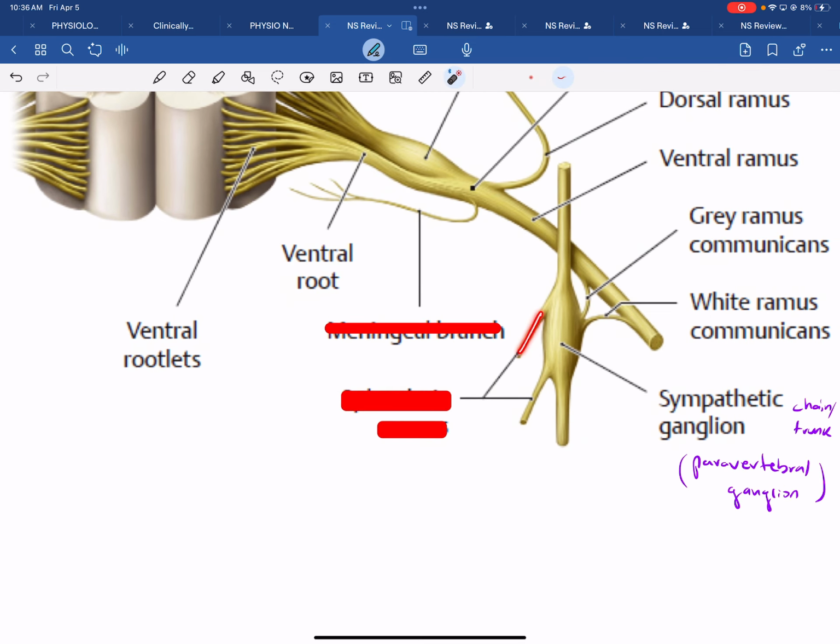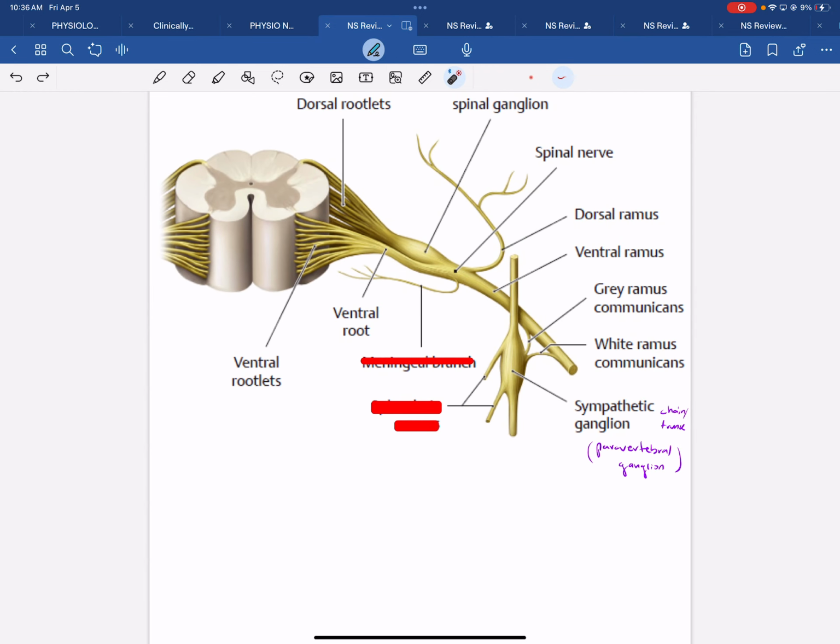And then these things coming off the sympathetic ganglion, these are the ones that were called splanchnic nerves. What are they called? Yeah, they're called splanchnic nerves. You might have to know that, you might not, but just know that these are sympathetic nerves going to the organs, right? Okay?